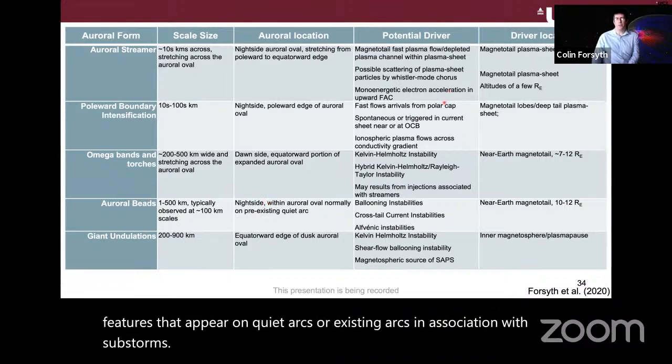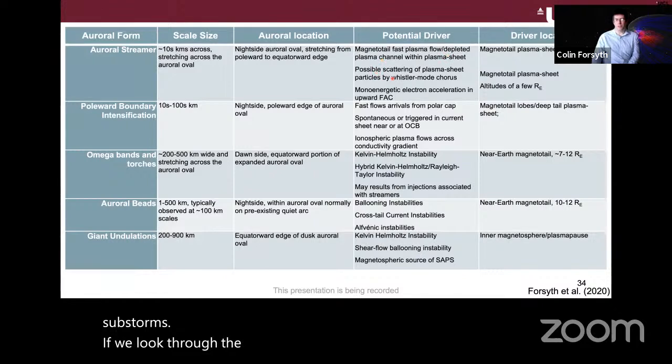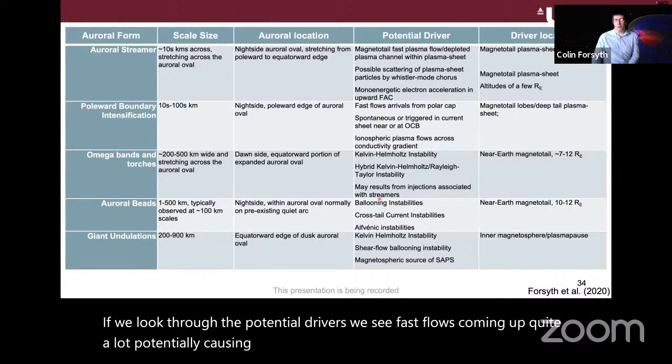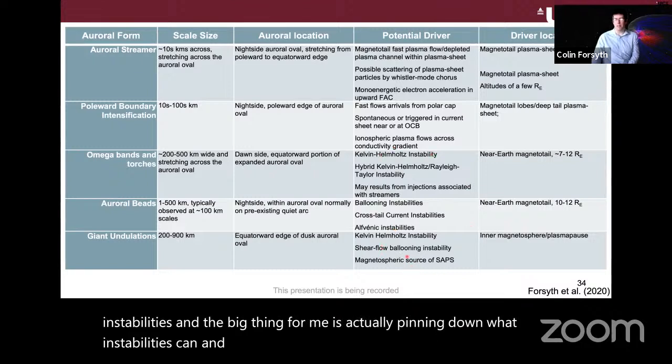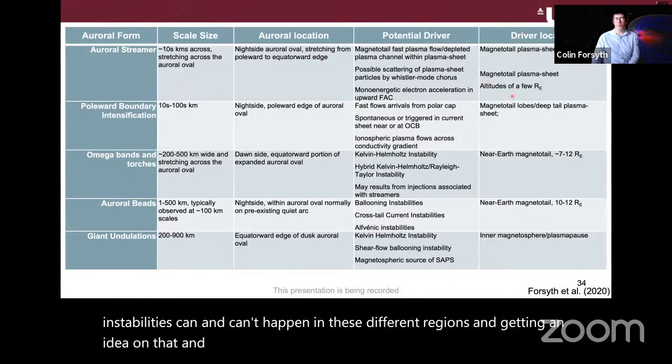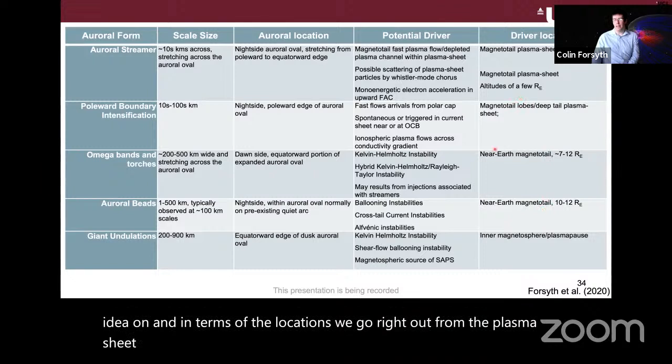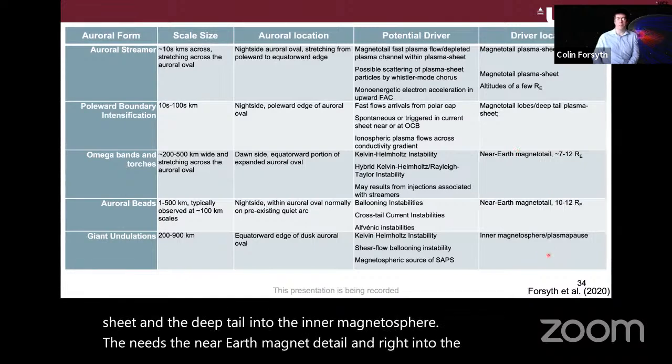If we look through the potential drivers, we see fast flows coming up quite a lot, potentially causing something. And then we also have these instabilities. The big thing for me is actually pinning down what instabilities can and can't happen in these different regions and getting an idea on that. And in terms of the locations, we go right out from the plasma sheet and the deep tail into the inner magnetosphere, the near-Earth magnetotail, and right into the inner magnetosphere.